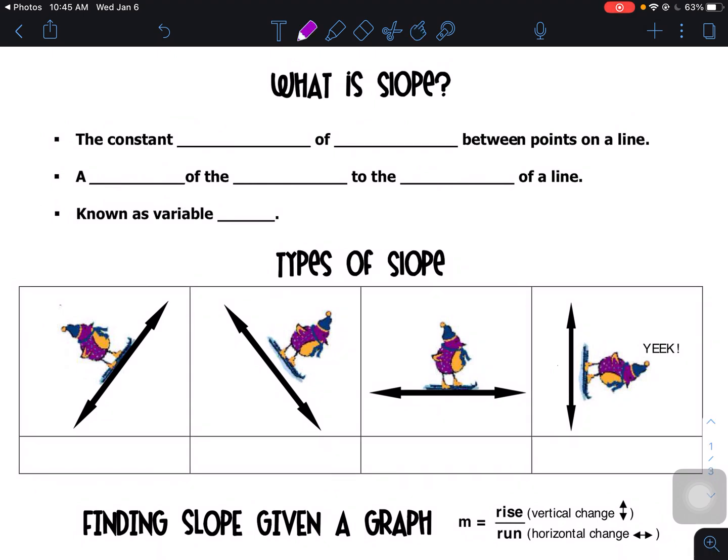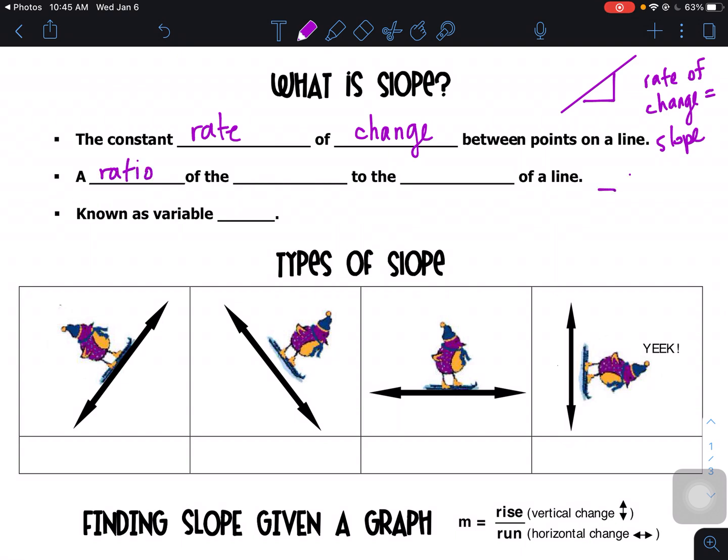What is slope? Slope is the constant rate of change between points on a line. So when we're looking at a straight line, the rate of change is equal to the slope. So looking at straight lines, slope is the rate of change. It's also known as a ratio.